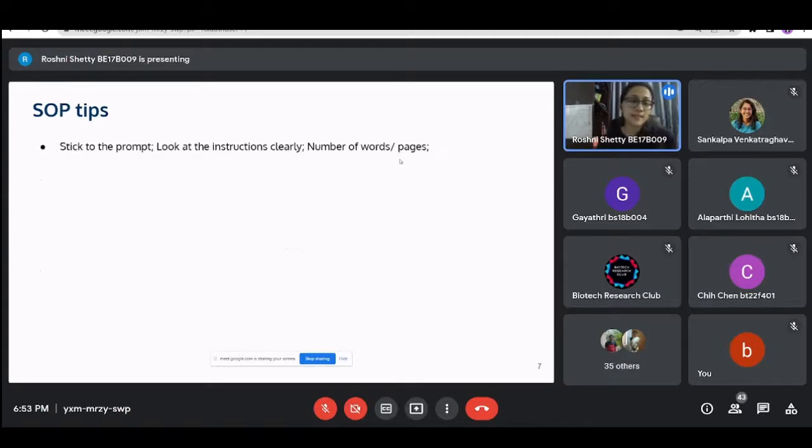So first is to stick to the prompt. Every SOP clearly gives you an instruction on what they expect, the number of words and the number of pages. Some of them say 1,500 words, and some of them say 2 pages. And there are going to be some colleges which say just 1 page. So you need to be able to cut short if you need to make it 1 page, and all of this requires a lot of time.